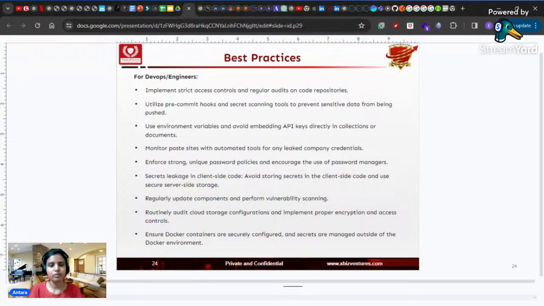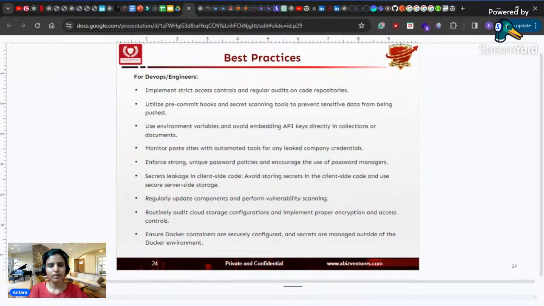Regularly update your third-party components, and run vulnerability scanning on the third-party components used. Routinely audit all the cloud storage to ensure that access has been restricted to internal use only, and is not being given to any public users. Even if you buy any third-party domain or subdomain, ensure that you are using some sort of access control mechanisms to ensure secure accessibility of those assets, right?